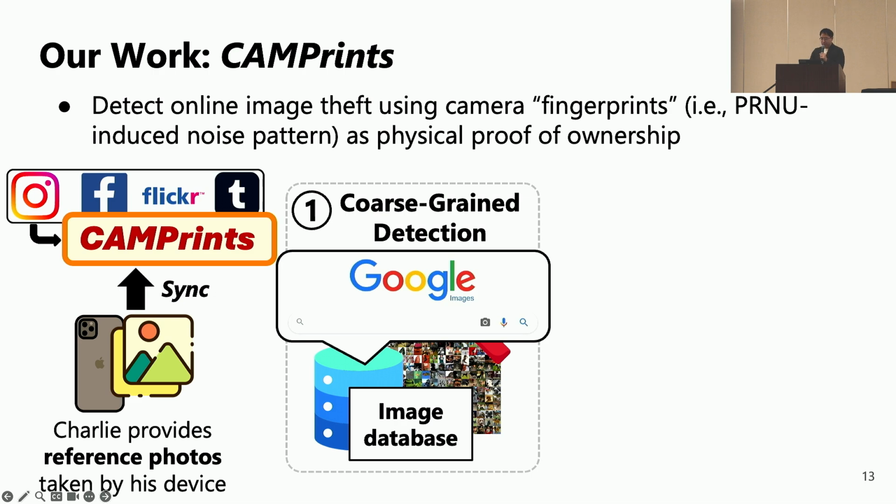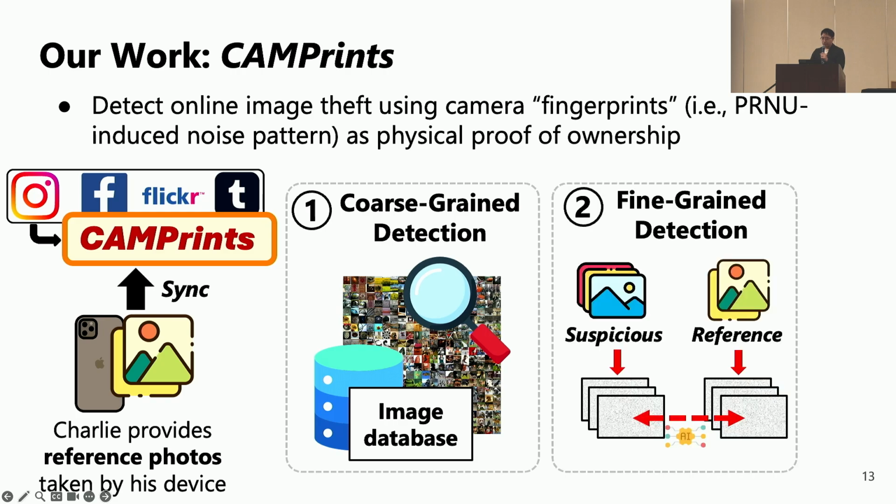At this point, CAMPrints' core technique can take over in the fine grain detection stage, analyzing the PIU-induced noise patterns of the suspicious images to verify whether they originate from the same camera. So if a match is found, Charlie is notified of the potential theft. Now, let's zoom into CAMPrints' core technology.